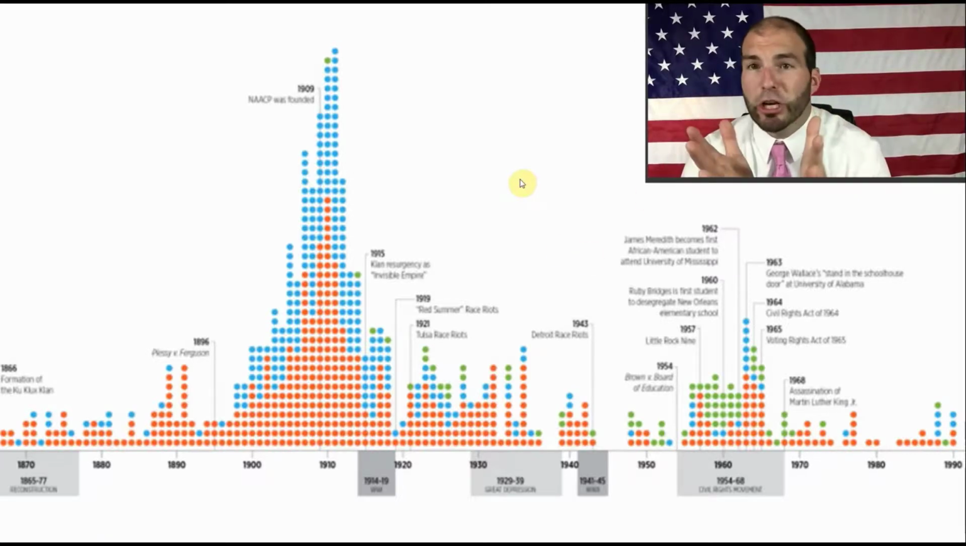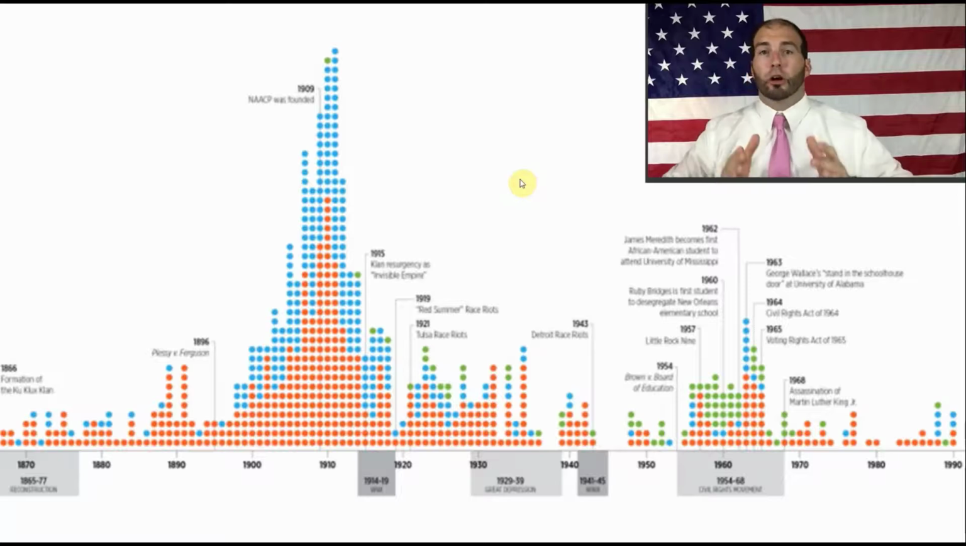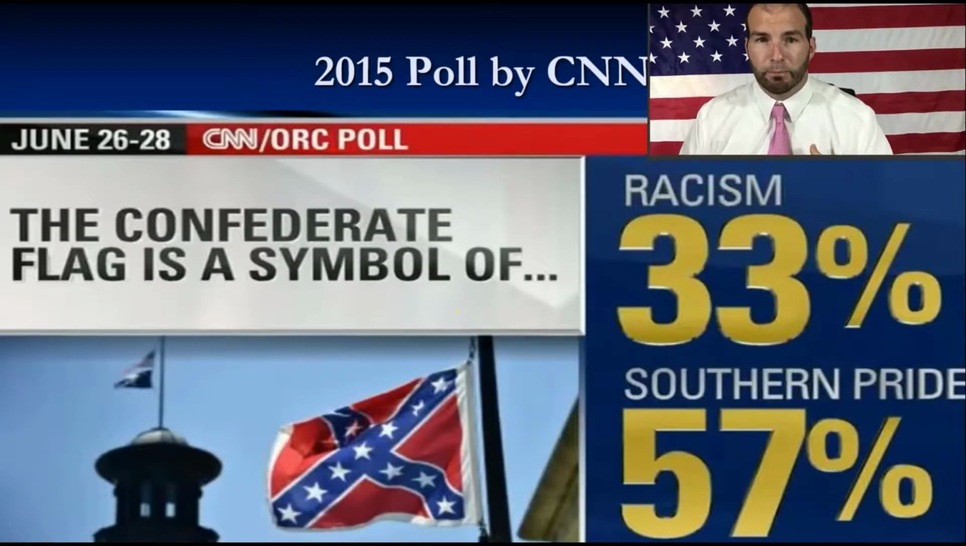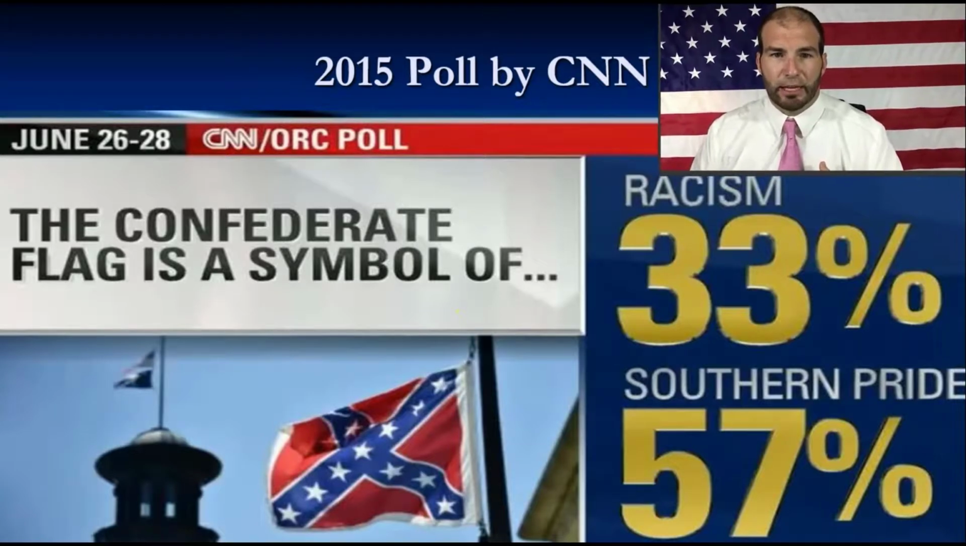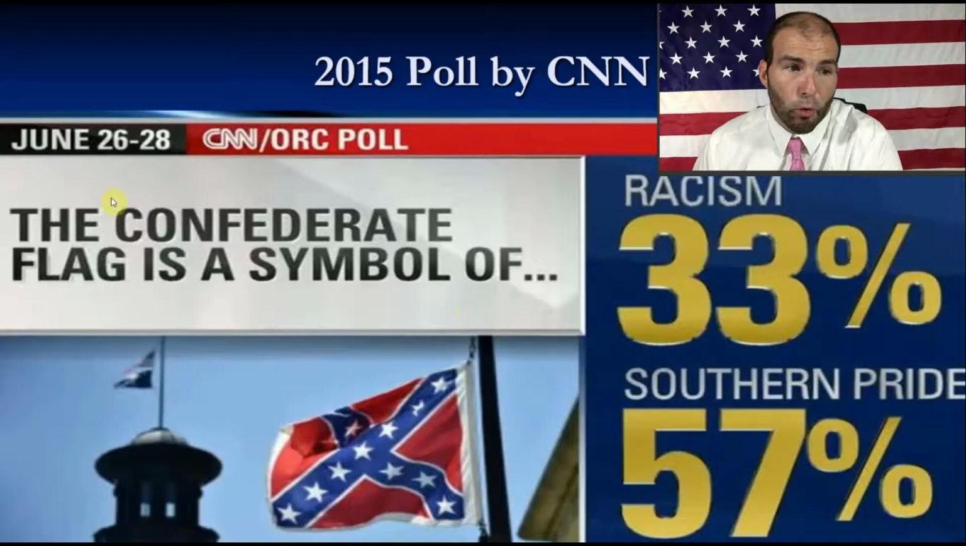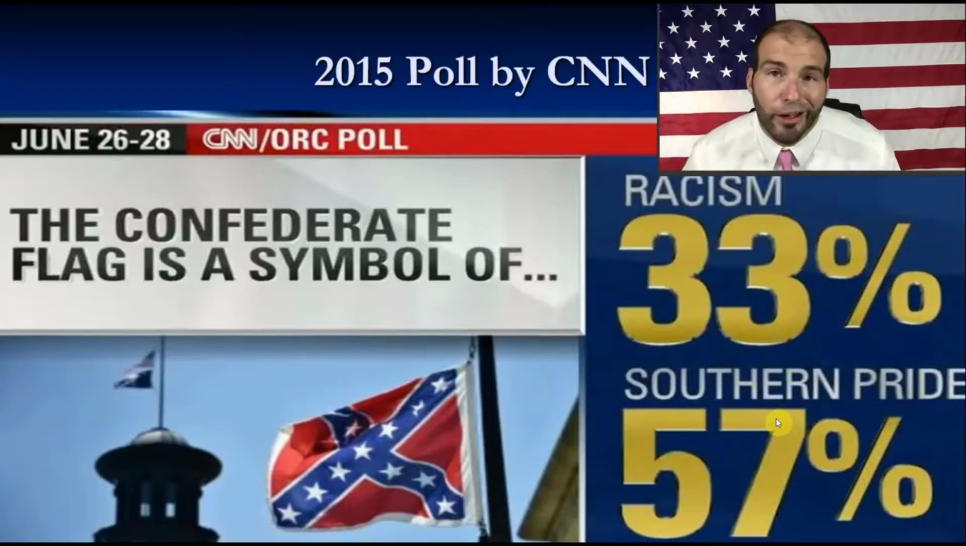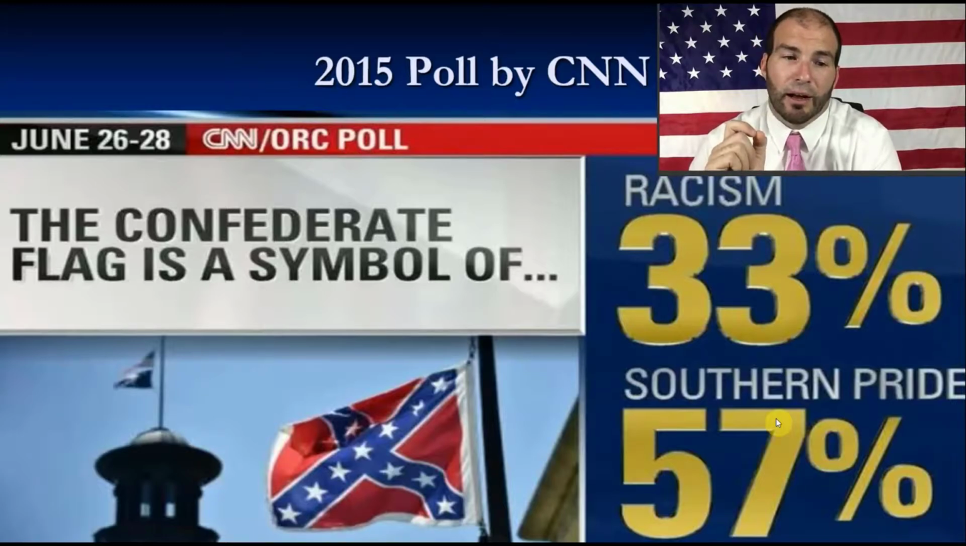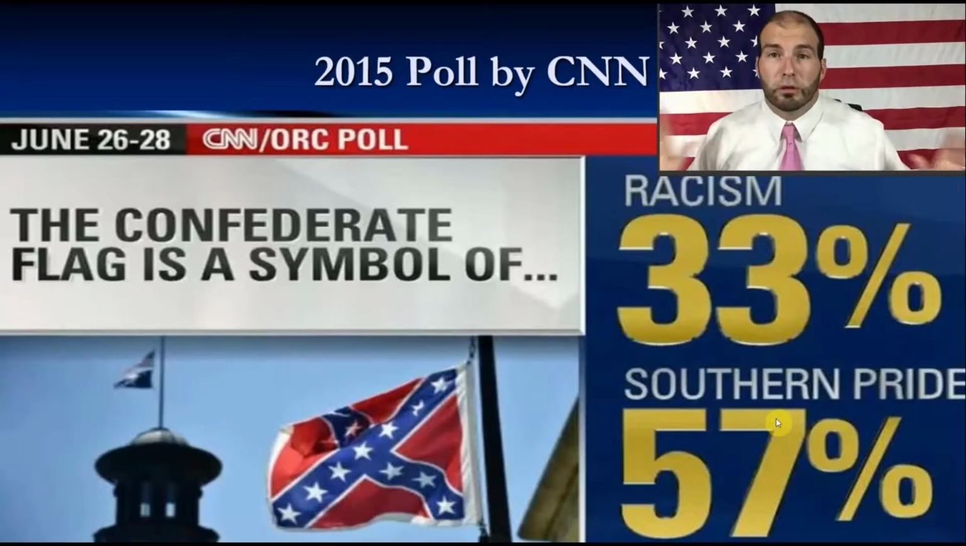Now, I want to show you this right here. How quickly opinions change. Because when you're talking about symbols, whether it's Confederate statues or Confederate flags, symbolism changes because what it means to different people changes. I'm recording this in 2020. This is in 2015. This is a poll. Is the Confederate flag a symbol of racism? 33%. Southern pride is 57%. The majority of people in 2015, across all boards, thought that the Confederate flag is Southern pride. The majority. Obviously, there's 33% who think it's absolutely racist.